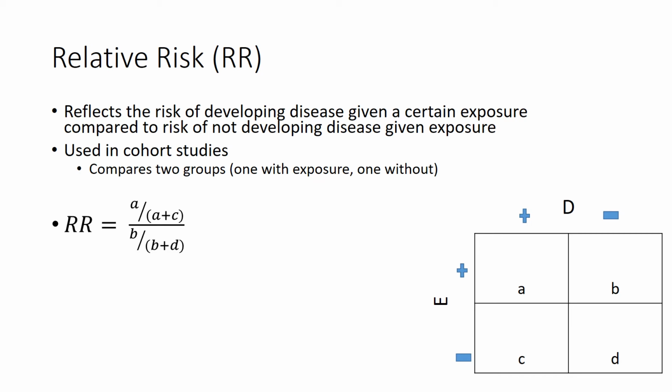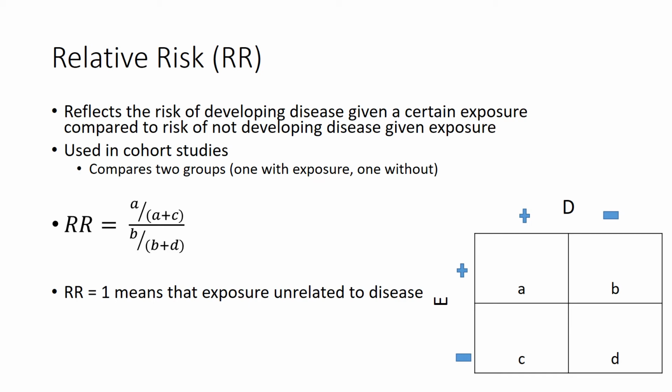A is those with an exposure who develop the disease. A plus C is essentially all the people who develop the disease. Compared to B, which is positive exposure but didn't develop the disease, over B plus D, all those who did not develop the disease. So this helps show the relative risk between the two.